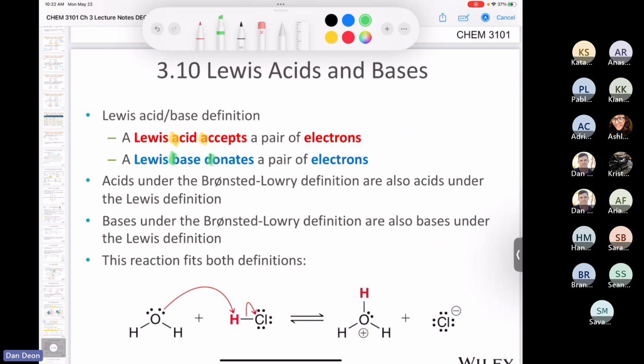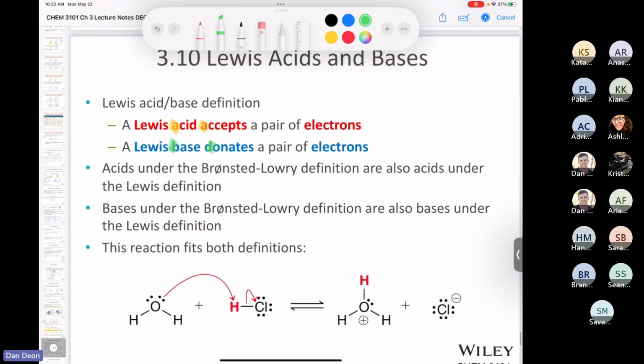And so you have 2 consonants, and that's a good way to remember it. So acids under the Bronsted-Lowry definition also are considered Lewis acids and bases. It's just the reverse is not necessarily true. So if you have a Lewis acid, it might not necessarily be a Bronsted acid, but if you have a Bronsted acid, it's definitely a Lewis acid.